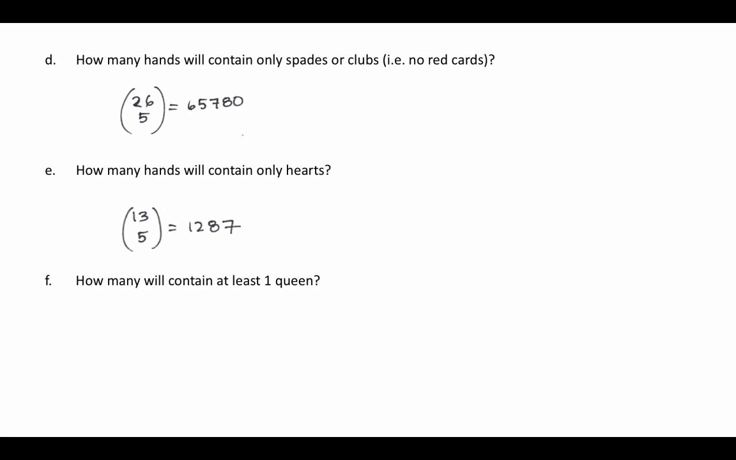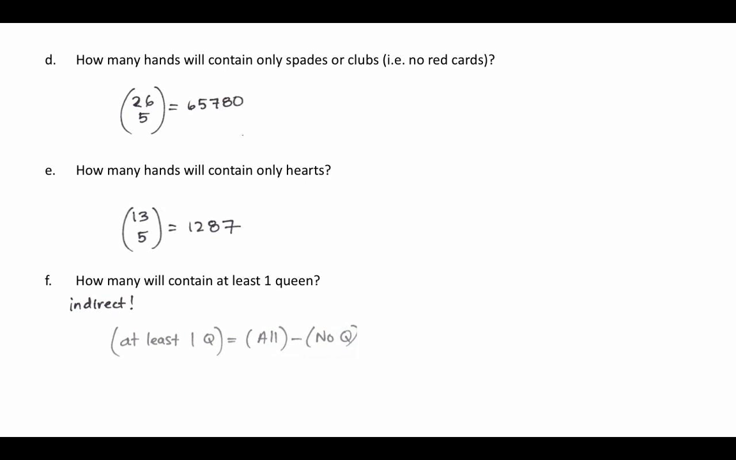Yeah, we're going to have cases. Sometimes it might be appropriate to use an indirect method. Because if you want at least 1 queen, you could have 1 queen, 2 queens, 3 queens, or 4 queens in your 5-card hand. Exactly. So let's use an indirect method, because the only undesirable case is no queens, right?